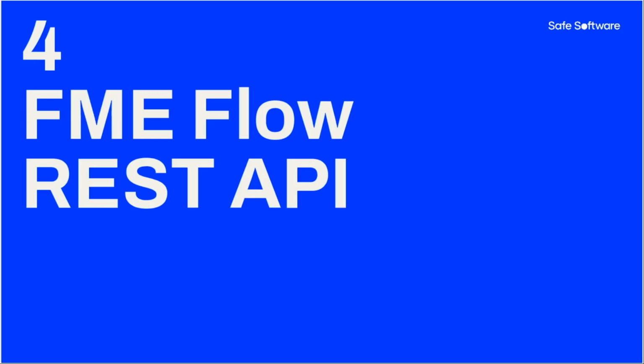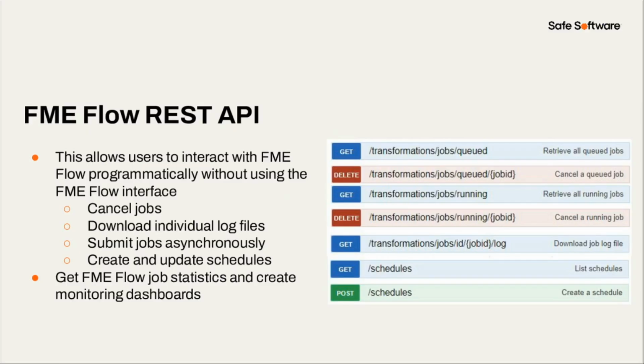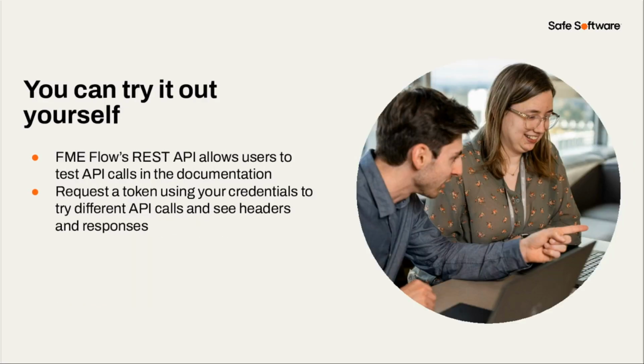So next, I want to talk about FME Flow's REST API. This allows users to interact with FME Flow programmatically without using the web interface. You can perform actions such as cancel queued and running jobs, download log files, create and update schedules, and submit jobs. You can even connect to the API from Workbench to gather job statistics and create job monitoring graphs.